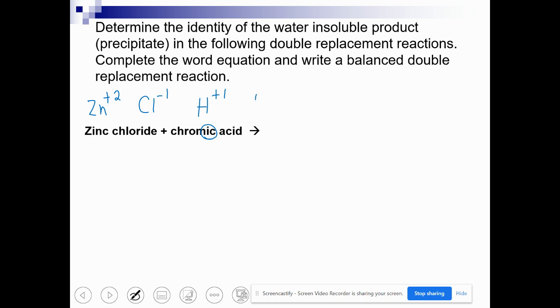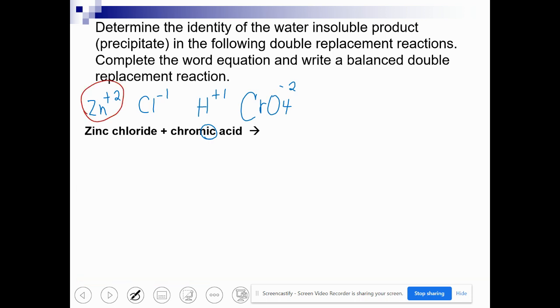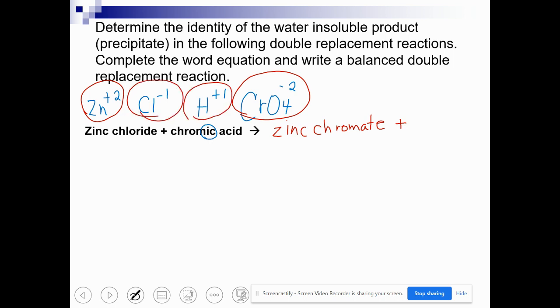So this is the chromate anion, and I look it up on my ion chart, and I find that it is CrO4-2. So now I'm ready to put things together. I can see the zinc is going to go with the chromate. So one of my products is zinc chromate. And my other product is going to be the H with the Cl.